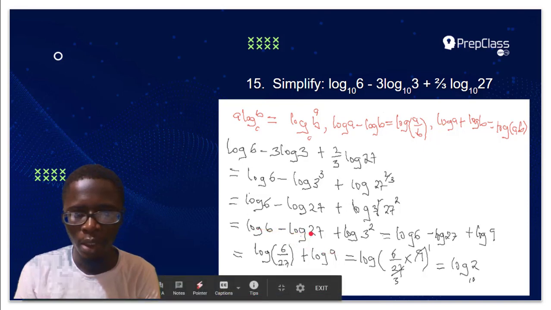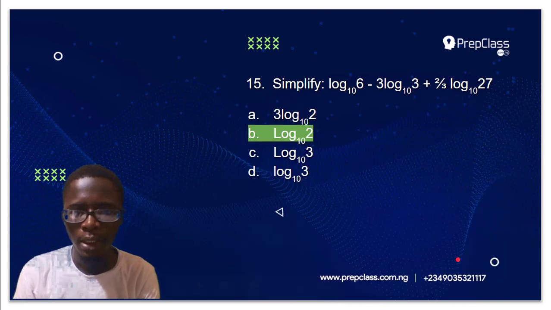Then from here, we're applying the second theorem. And from there, this is simply saying 6 all over 27, we divide it, plus our log 9. And so from the third theorem, because of this plus, we can make use of multiplication. So we have this common number times our 9. So 9 into 27 is 3, then 6 divided by 3 is going to give us 2. So our final answer will be log 2 to base 10, and that is represented by option B.